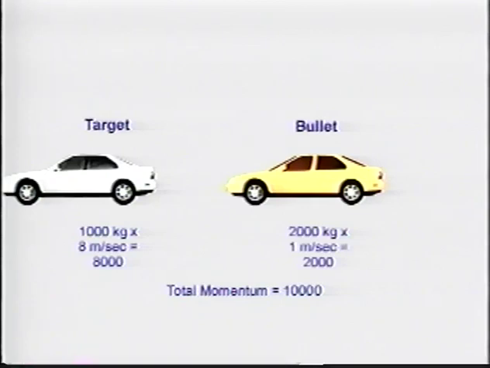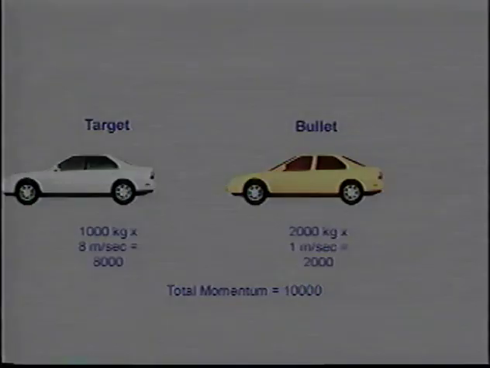So, because the mass of the bullet vehicle was twice the target vehicle, even though the speed of the collision was the same as the first example, the velocity of the target vehicle has doubled from 4 meters per second to 8 meters per second. In other words, although the speed of the crash was the same, the collision was twice as severe because of the increased weight of the bullet vehicle.